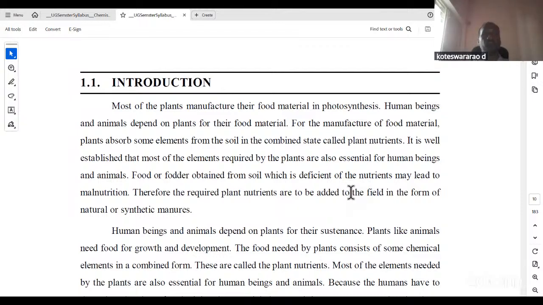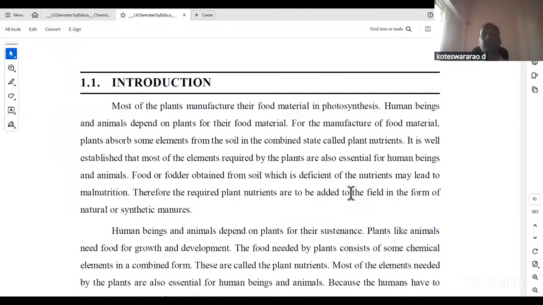Right. Therefore, food or fodder obtained from soil which is deficient in nutrients may lead to malfunction of plant growth, or sometimes death, or sometimes the plant may become extinct. Therefore, we need to provide sufficient healthy nutrients, or we need to add these nutrients to the soil or apply them on the food plants to get the healthy elements absorbed for the photosynthesis of the plant.